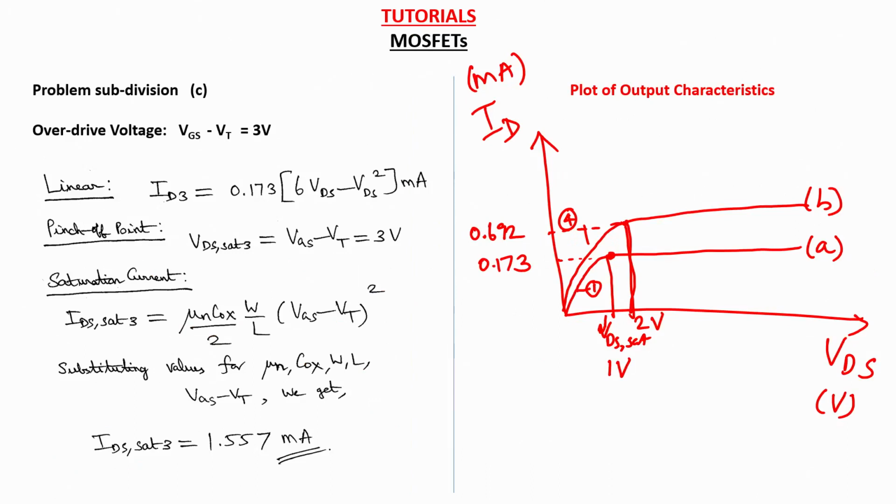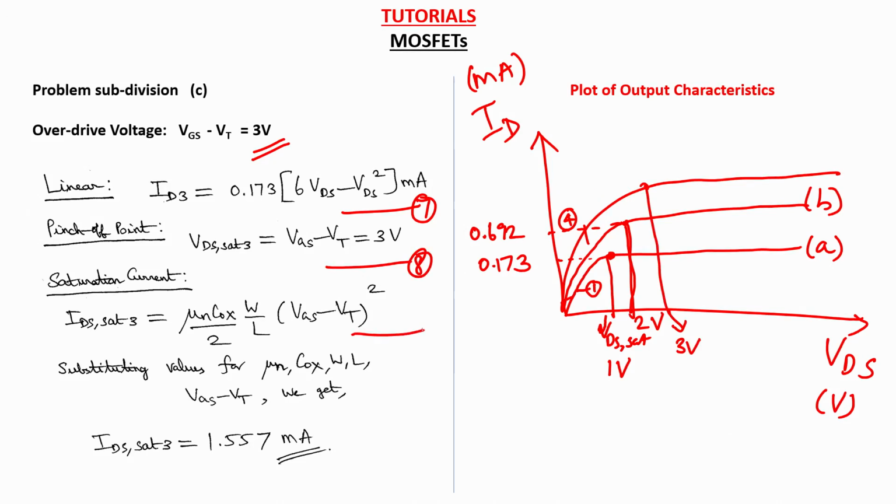And for a gate overdrive voltage of 3 volts, the linear region equation takes a form like this, and here the pinch off point is VGS minus VT, which is nothing but 3 volts, and the saturation current value is 1.557 milliamps. So this is the required output characteristics for the MOSFET given in the question.